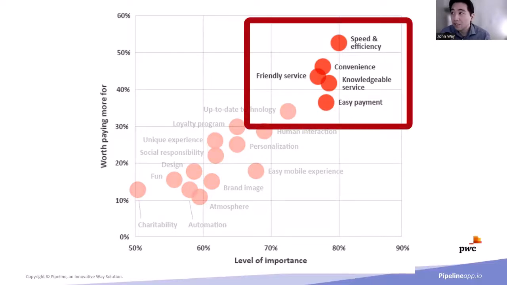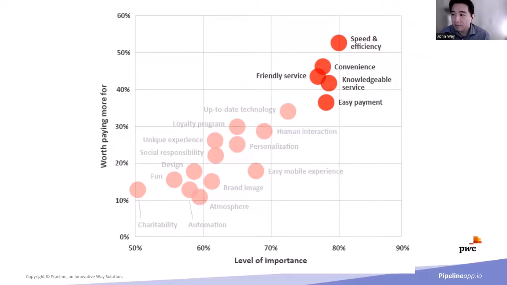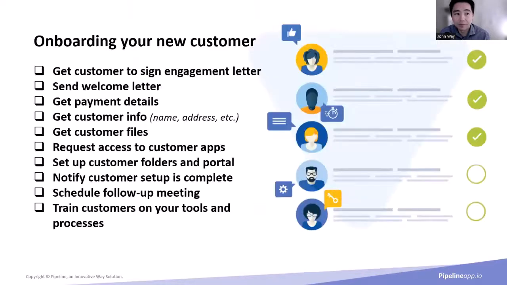PwC research: customers want speed and efficiency, number one; convenience, number two; friendly and knowledgeable service, number three; and easy payment, number five. Those are the top five things that your customers care about the most. And if you think about it, those are probably your top five too that you expect from your vendors. So what does that mean, and how does that apply to customer onboarding, given that these are the top five from your customers?